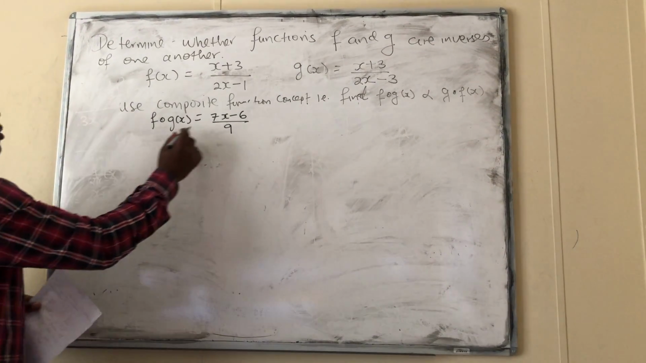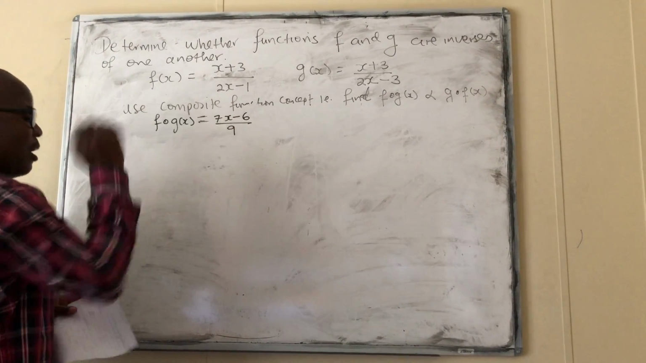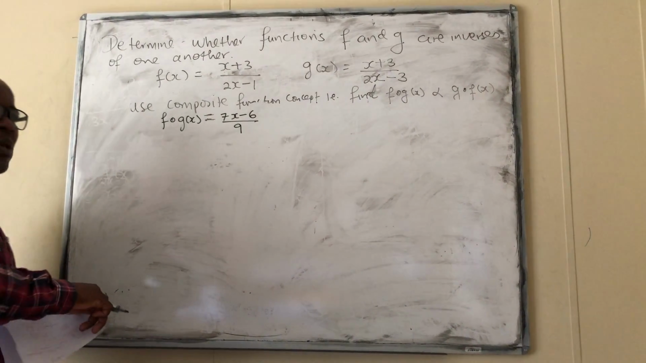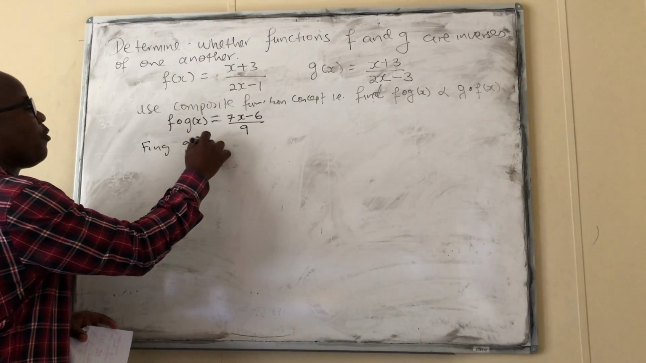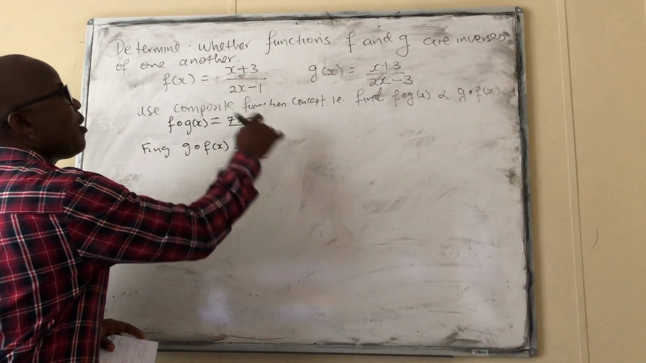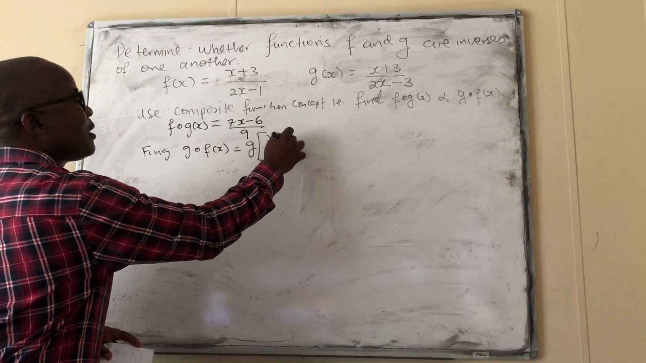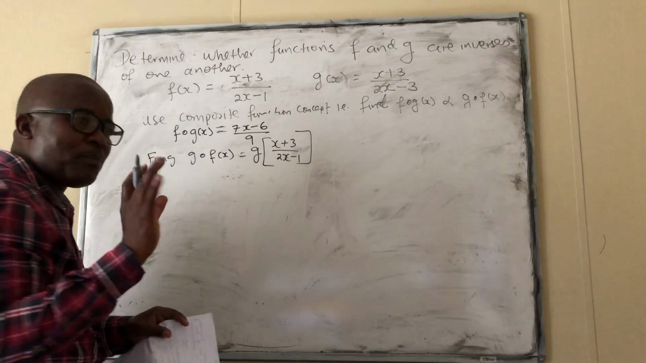So this is our f of g of x that we calculated in the previous video. Now we have to find g of f of x. And this is g, and our f of x is (x + 3) over (2x - 1). So this is the interpretation of this.